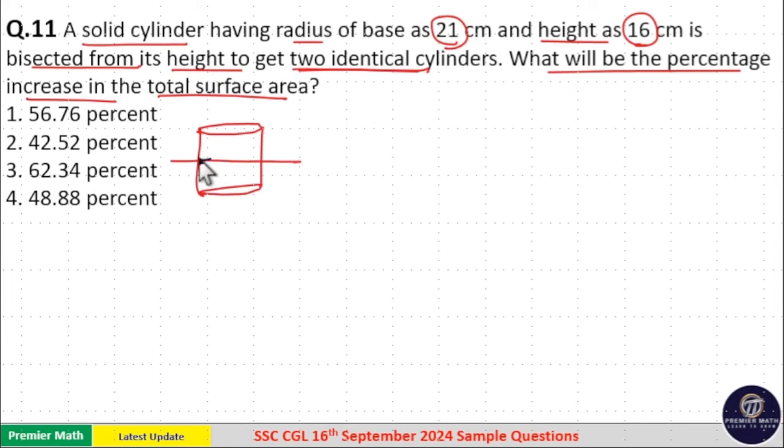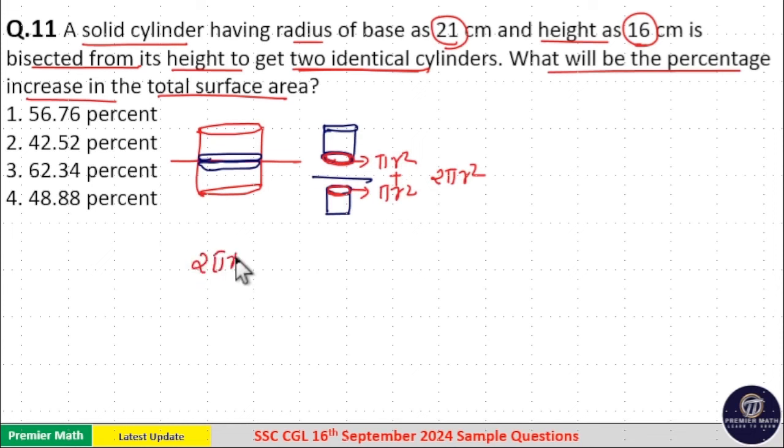Now you are creating two additional bases, one here and one here. If you look at this, here you are creating one additional base and here also you are creating one additional base. So the area of these two bases is equal to pi r square plus pi r square. Area of this section is pi r square. Area of this base is also pi r square. So total 2 pi r square increment. So this 2 pi r square increment is from this initial total surface area.